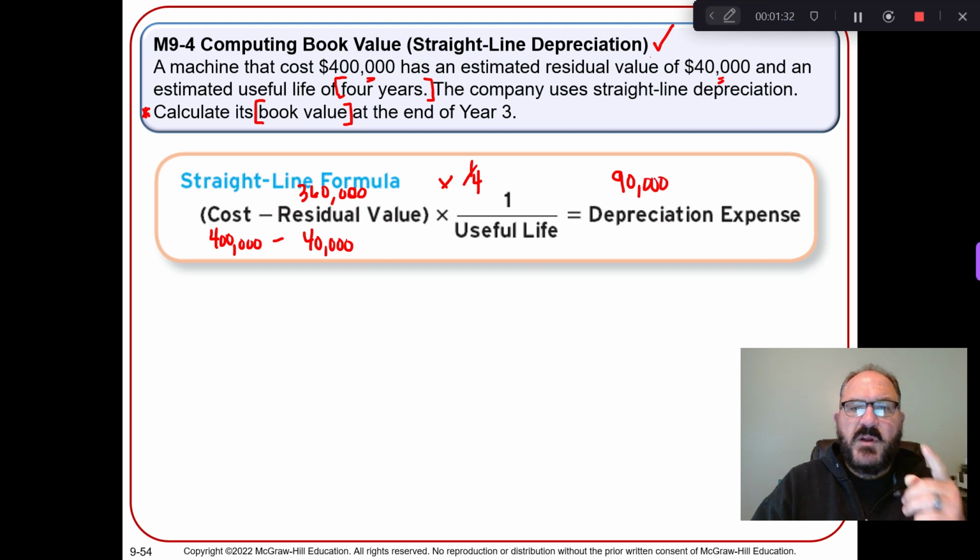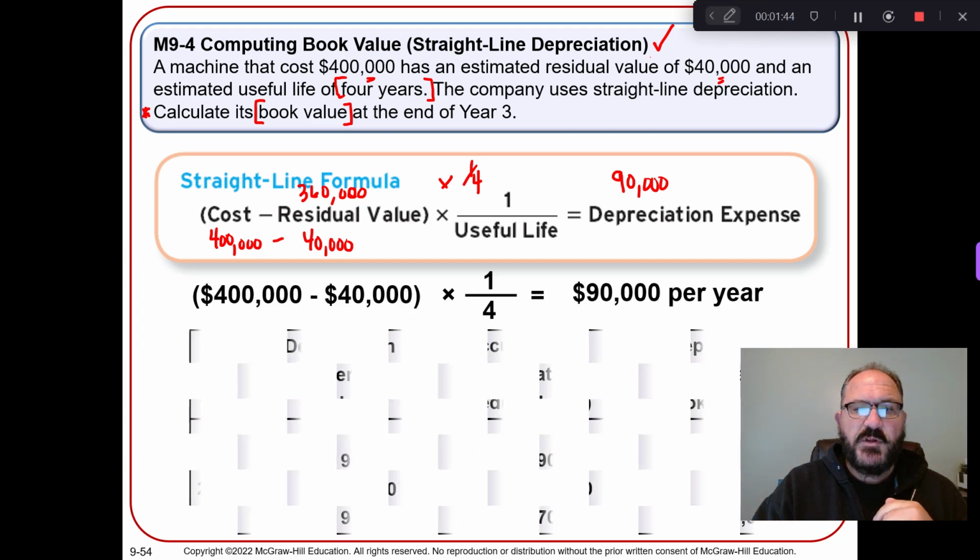Okay. Now they want to know what's the book value at the end of year 3. So 3 years of depreciation times 90,000 a year, right? That's going to be 270,000. So it looks like this, 90,000 per year.